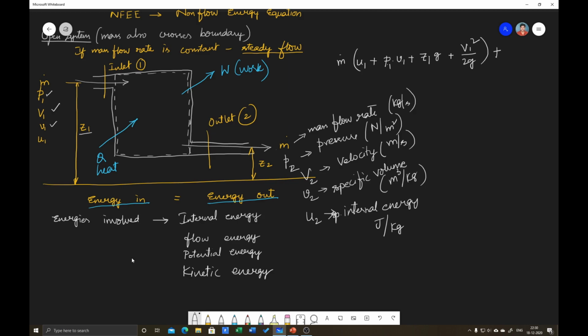And also plus Q is going in. If heat is applied to the system, it is positive. So this is equal to what is coming out of the system. Here also the mass flow rate is the same. m dot into u2 is coming out, p2 v2 plus z2 g plus v2 square by 2 plus W.